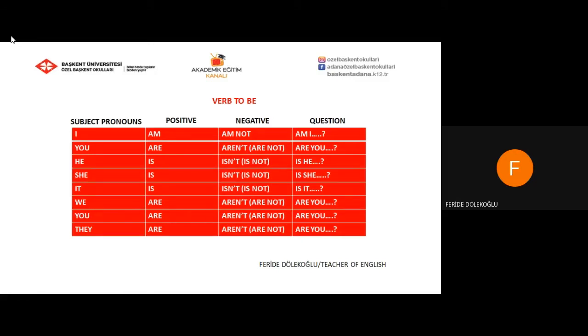Now you see a chart about the structure of verb to be. With I, we use am, and the negative form is am not. With he, she, it, we use is, and the negative form is isn't or is not. With we, you, they, we use are, and the negative form is aren't or are not. And the question form, if you want to make a question using verb to be, you need to start the sentence with am, is, or are.